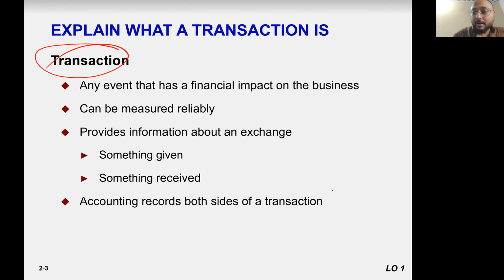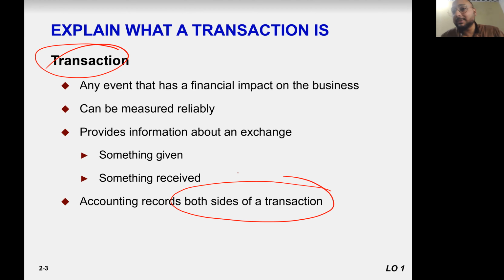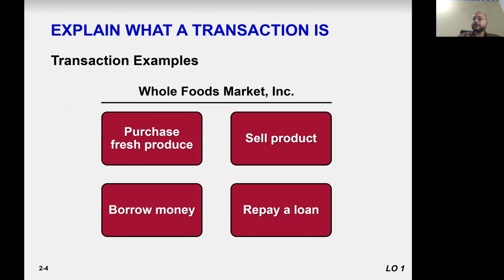That accounting records both sides of transaction, so that there is no fraud, there is no judgment involved, because we measure it reliably, plus we are measuring both and we are recording both given side and the reception side. How? Let's talk about further. But first we have some practical examples here for transactions.